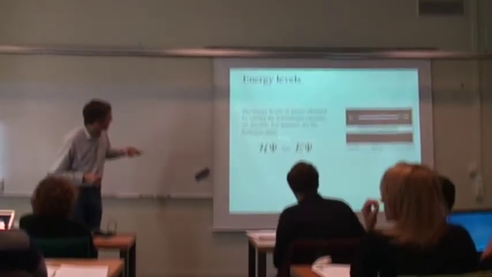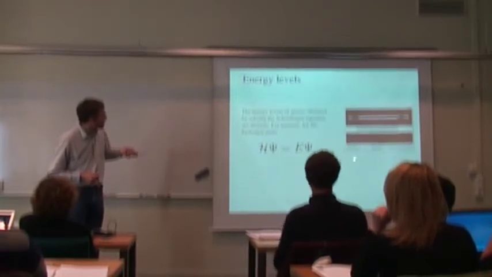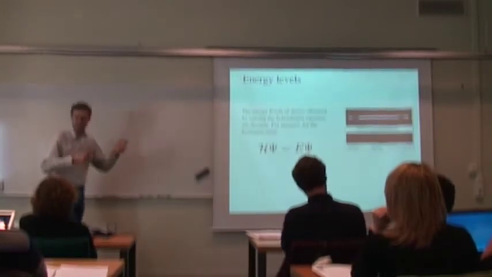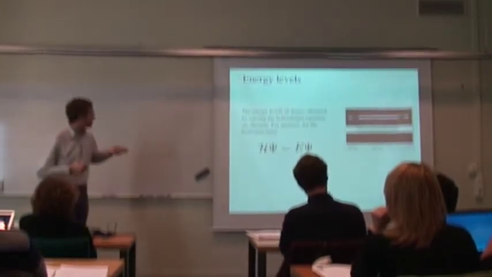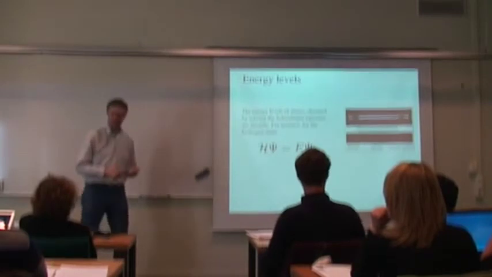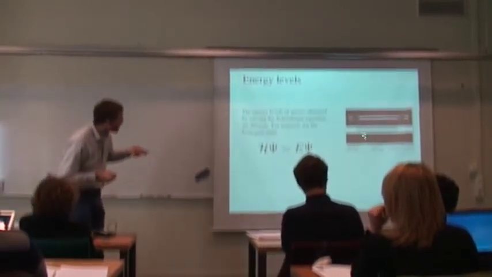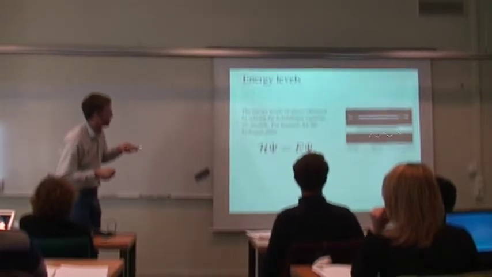And then if you solve this equation, you find what energy levels you have. If you do this for a single atom, the simplest system you have, like the hydrogen atom, just a proton and an electron moving around, you can actually solve this equation and you find that there are certain energy levels. So they're discrete.